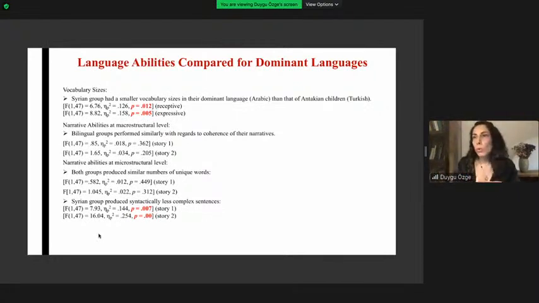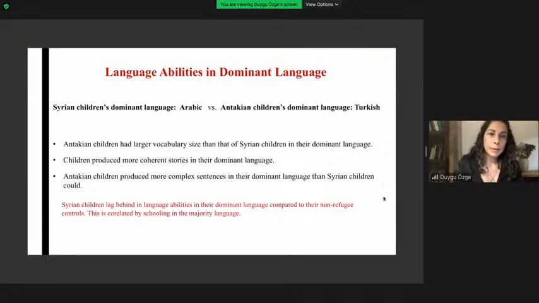And vocabulary size is also correlated with other cognitive abilities. If you test the child on their vocabulary, smaller vocabulary size would predict limited performance in executive function abilities. So this is also in line with the overall picture that we have here. However, when we look at the language abilities in the dominant language, we can say that Antakyan children had larger vocabulary size than that of Syrian children, as I said. They didn't have any differences with respect to their coherence. And again, Antakyan children produced more complex sentences.